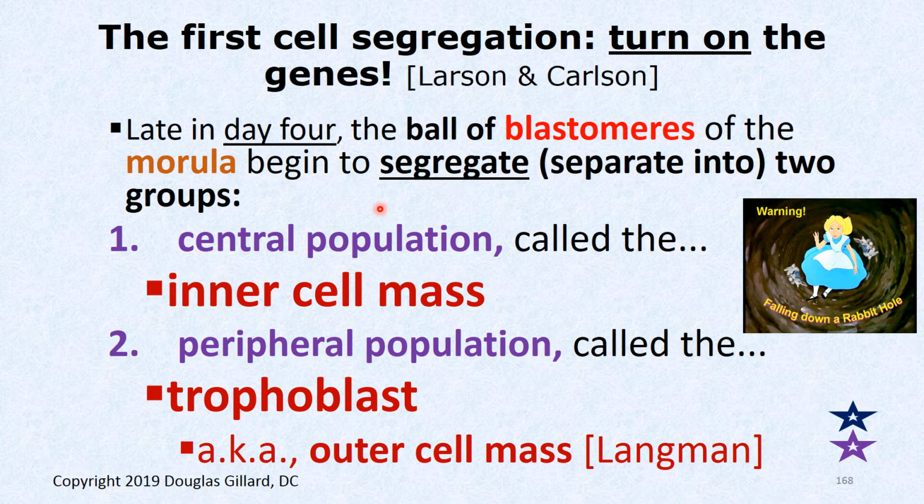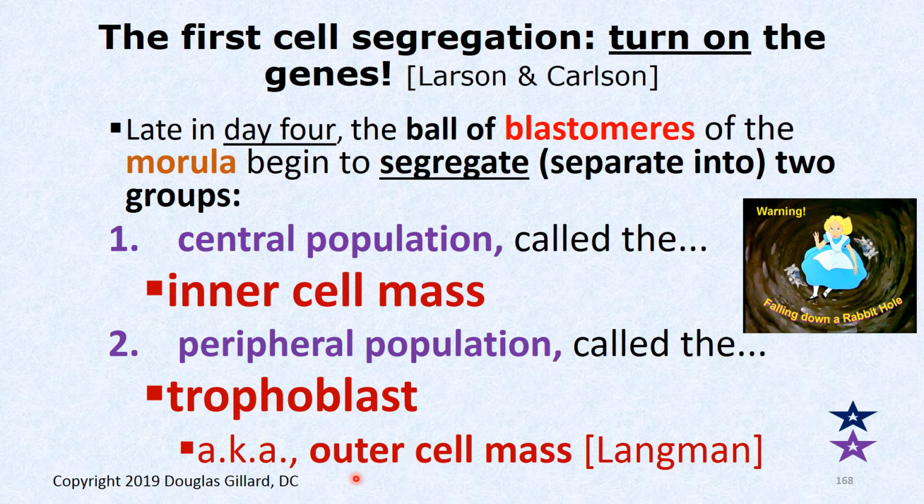But basically, we're going to shape an inner cell mass, a central population. So cells that are randomly scattered through our little ball are going to start to clump into an inner cell mass, and then some are going to push to the outside to form the trophoblast.